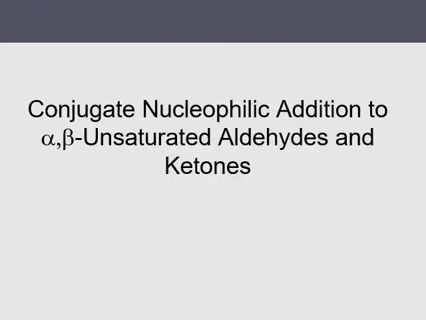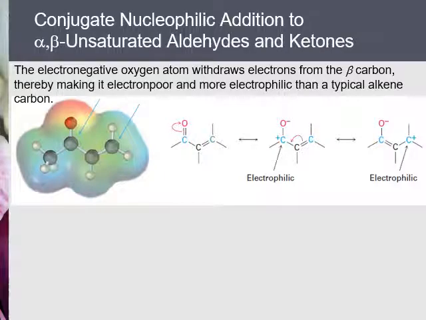In the following, we are going to introduce a new type of reaction called conjugate nucleophilic addition to alpha-beta unsaturated aldehydes and ketones. In ketones and aldehydes, the carbon adjacent to the carbonyl carbon is called the alpha carbon, and the next one is beta. When the alpha-beta bond is a double bond, these are called alpha-beta unsaturated aldehydes and ketones.